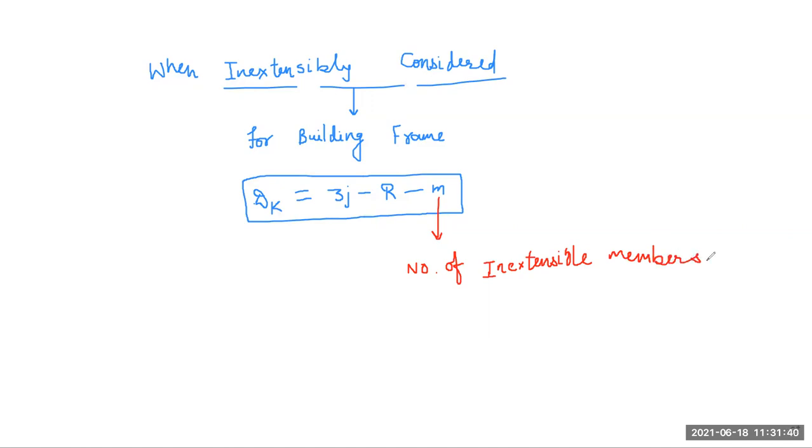However, this formula can be used in a building frame having no lateral bracing. So basically this formula is used in a building frame having no lateral bracing. If you see the diagram of a braced structure, just observe here, this is one column, this is another column.